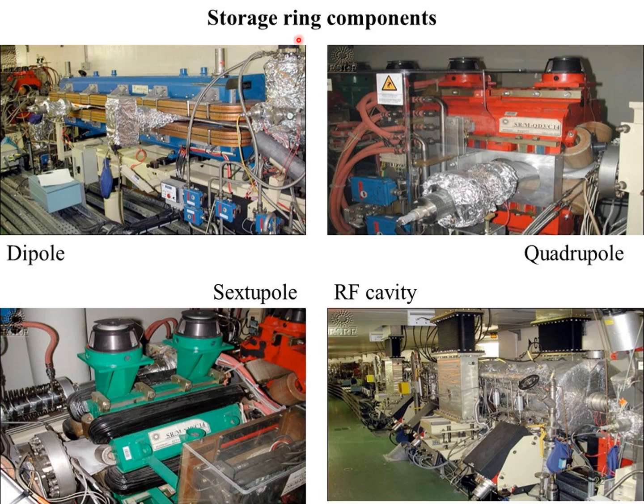These are the different components of the storage ring, like dipole, quadrupole, sextupole, and here is the RF cavity of the storage ring.